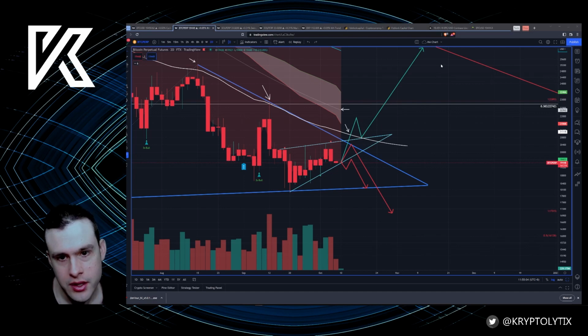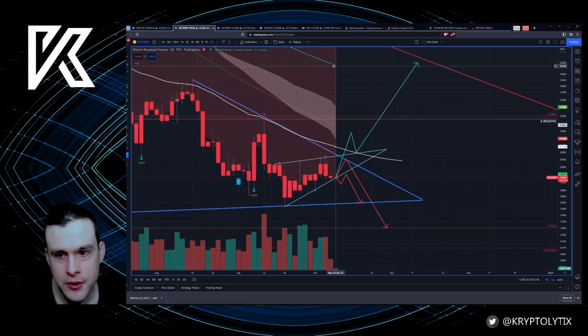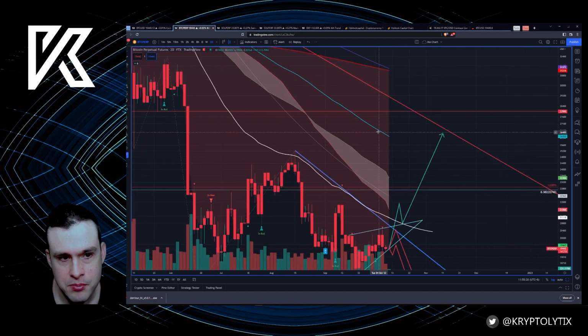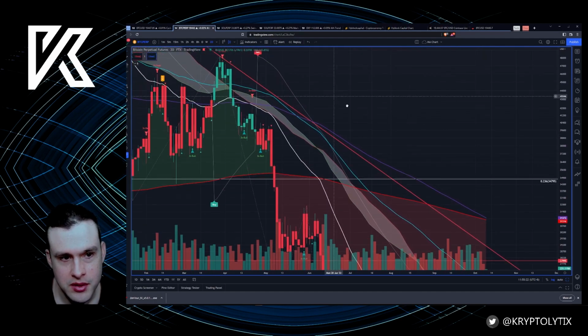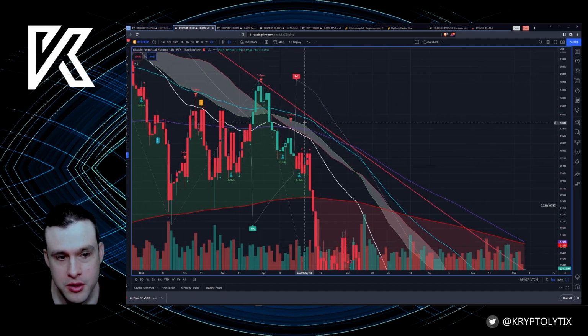And then for me, the next place I would think that we could go to would be the 50. By the time the 50 comes down here, it's probably somewhere around 25K. And then the next one would be this big trend line here, which is coming down all the way from the top basically. And this is the logarithmic trend line.